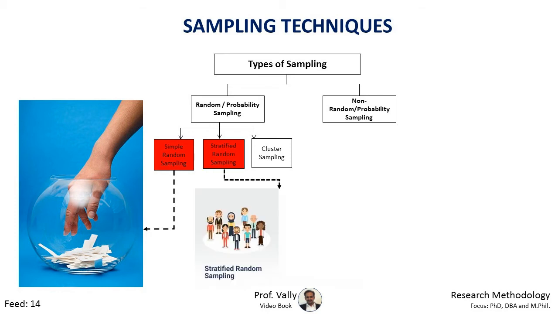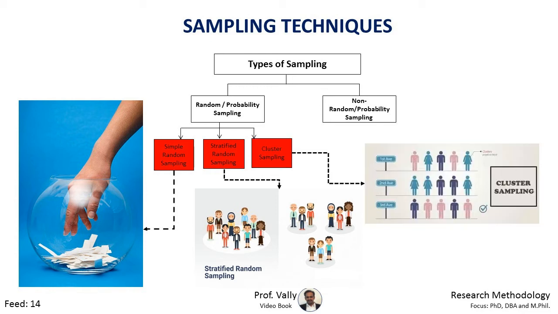Next is stratified random sampling. Strata means group. Here you make different groups or strata and classify the sample into them. Then you randomly select a proportion of people from each strata. Make sure you have justification of proportion here. This is called stratified random sampling.